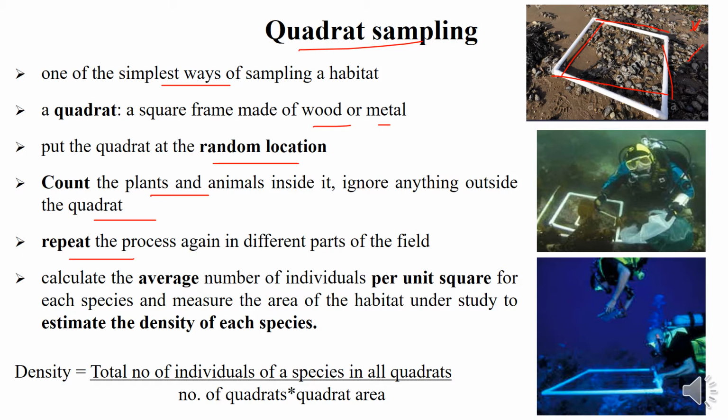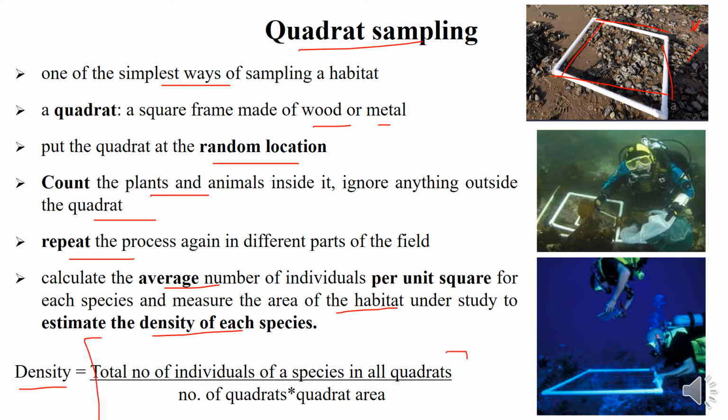Then calculate the average number of individuals per unit square, meaning how many individuals on average per unit square for each species, and then measure the area of the habitat under study. That basically estimates the density of the species. You can easily estimate it from the quadrat sample. So how do you get the density? Density is a very simple equation.